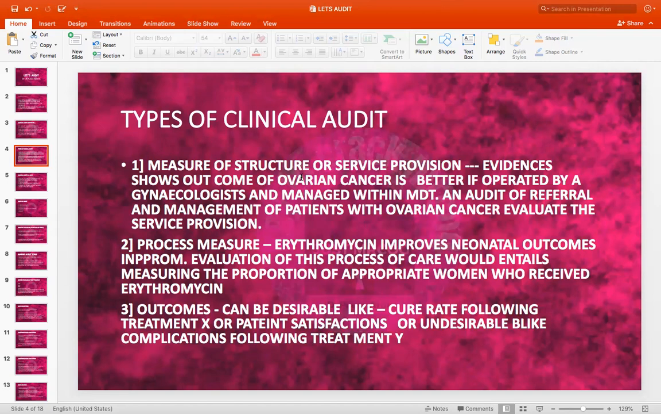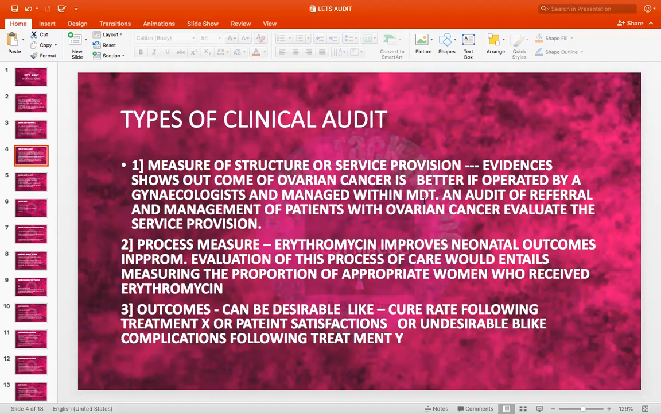Measure of structure or service provision. Structure means whatever infrastructure you have as a hospital. Service means whatever services you are providing. So that audit we first do for measure of those structure and service provision. Evidence shows outcome of ovarian cancer is better if operated by a gynecologist and managed within MDT. An audit of referral and management of patients with ovarian cancer evaluates the service provision. So they have given an example of how we do the audit for the structure and the service.